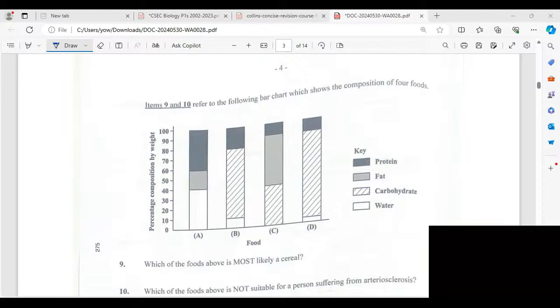All right, so we're basically looking at what cereal is made out of. This is looking at the oats question, right? Oats is a cereal, and cereal is mainly made up of carbohydrates. So we'll be looking at which one has the most carbohydrates. Here, D would be the suitable answer because D has the most carbohydrates. So D would be the answer for 9, because it has the most carbohydrates.